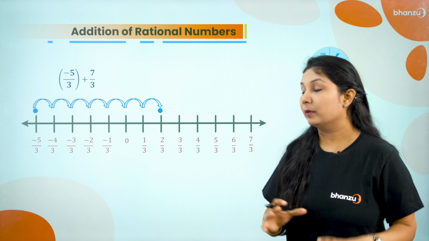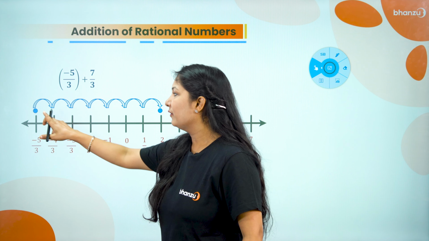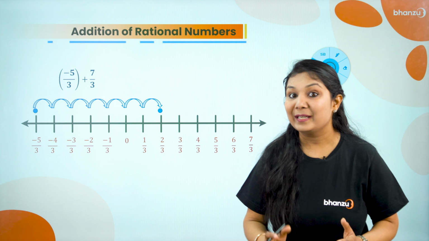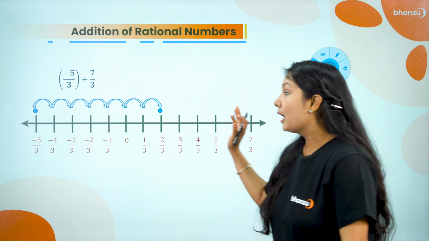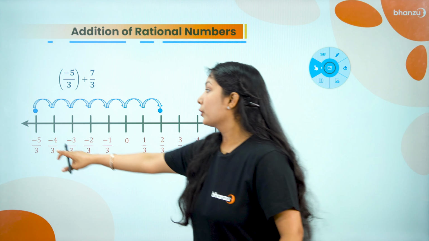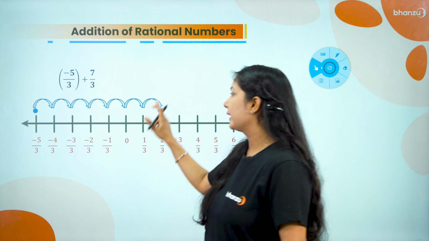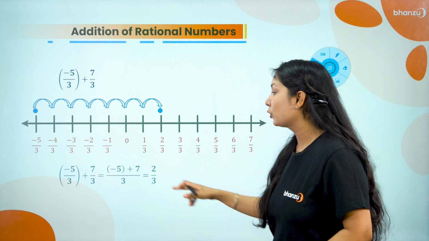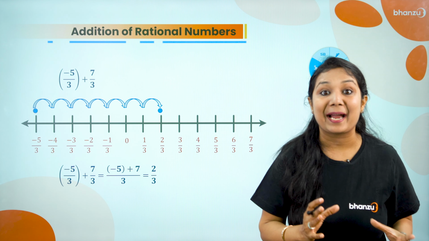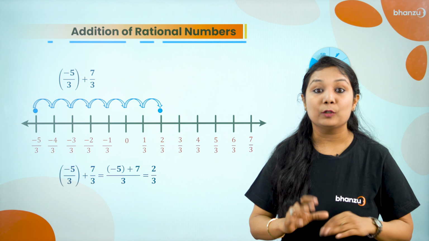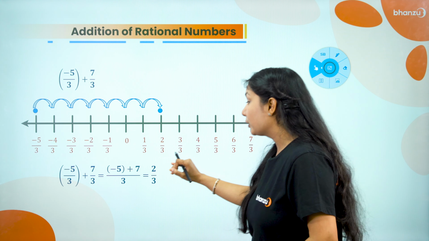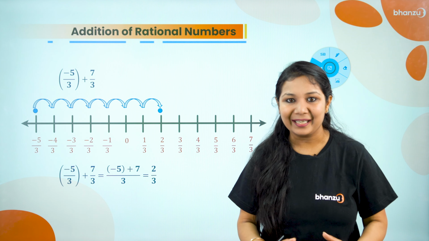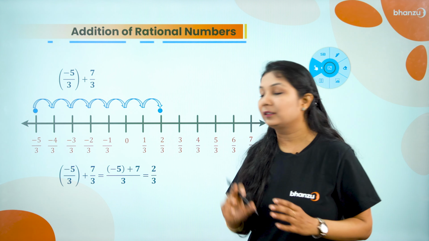So in this rational number, on the number line, if you see, we start from minus 5 by 3 because that's our first rational number. Plus means moving right side, right? How many times? 7 times, ma'am. So 1, 2, 3, 4, 5, 6, 7, and we again reach the number 2 upon 3. So even if you solve it by integers, minus 5 plus 7 catering to the numerators, you would get plus 2 only, and keeping the denominator same, which is 3, right? So we get the answer 2 upon 3.